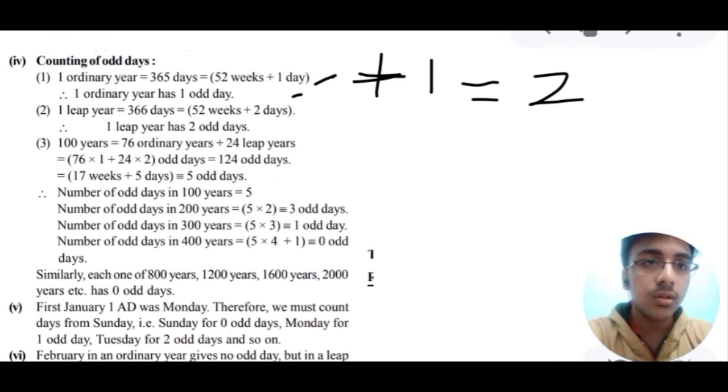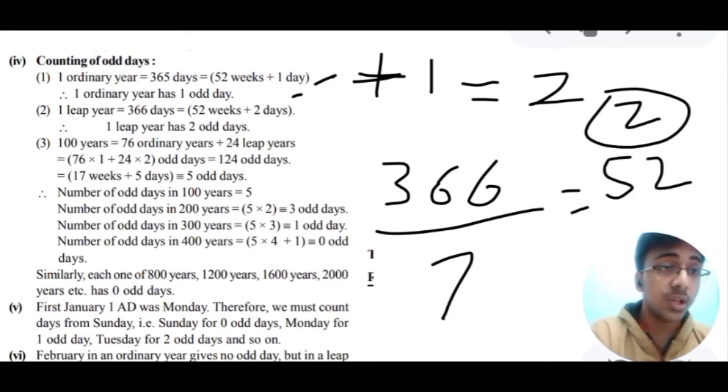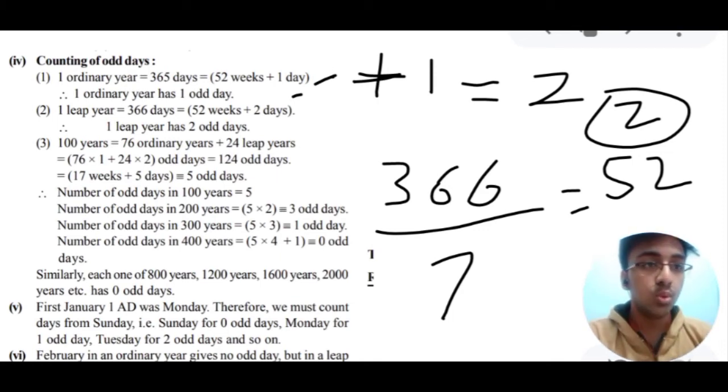So if you divide 366, the number of days in a leap year, by 7, we'll get a quotient of 52 and a remainder of 2. There are two odd days. That means if the first day of the year is Monday, then the first day of the next year will be plus 2. I hope it's making sense. That's Monday, that's Tuesday, the next day will be Wednesday.